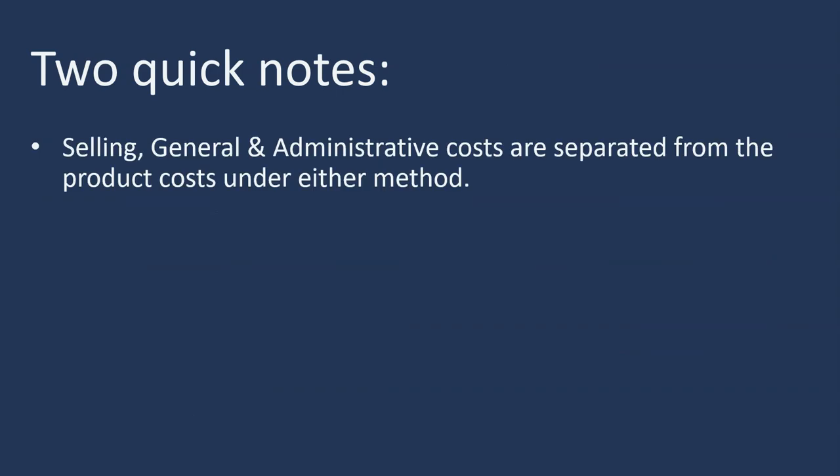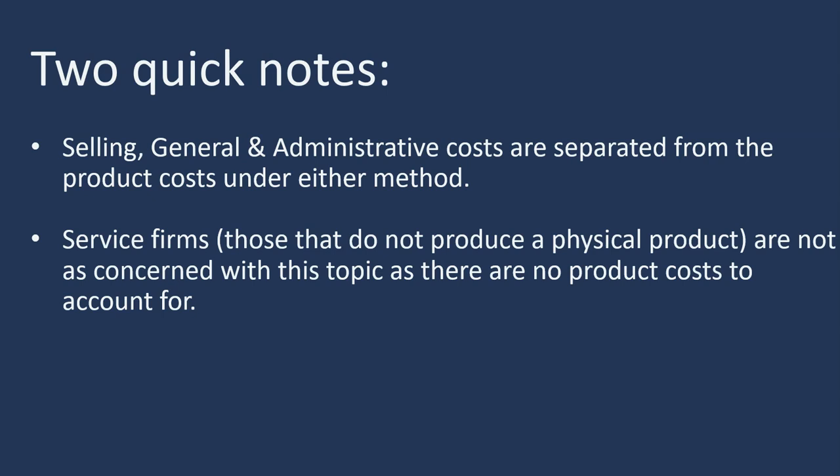So two other quick notes: selling, general, and admin costs, SG&A, are always separated from the product cost in either method. Those are non-product costs, also known as period cost, and so they are still separated in either of the methods. And then service firms, those that do not produce a physical product, generally are not as concerned with the topic because you do not have a product cost if you're only producing services.